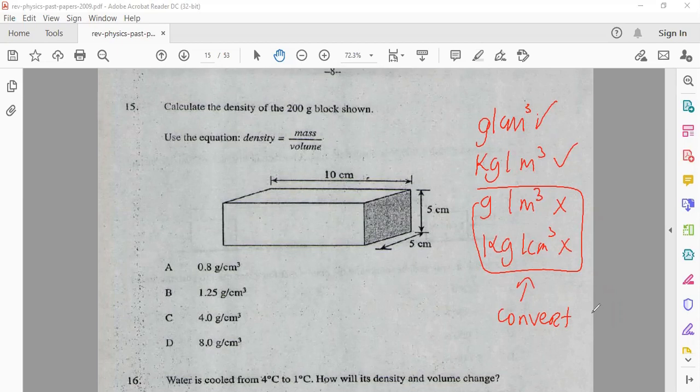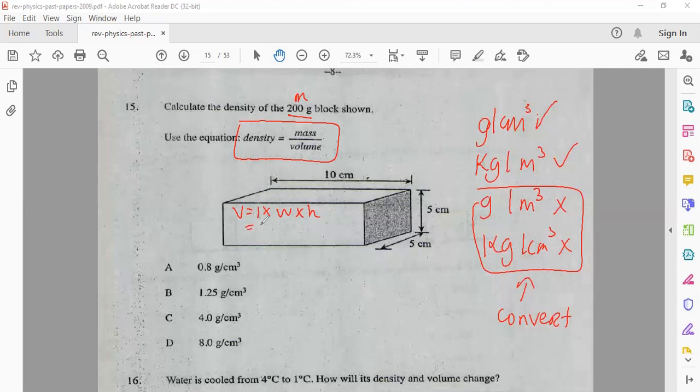All right, calculate the density of the 200-gram block shown. Use the equation density is equal to mass over volume. Isn't that nice? They gave us the formula, so all we need to do is identify our quantities. 200 grams, well, that's our mass. And our volume, so here's the trick: we have to calculate the volume using one of those math equations that we know. This is not a cube, sorry, this is a rectangular prism. The volume of a rectangular prism, which a cube is a special type of, is length times width times height.